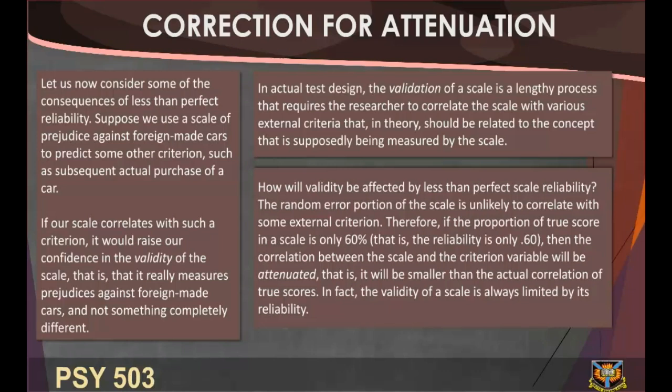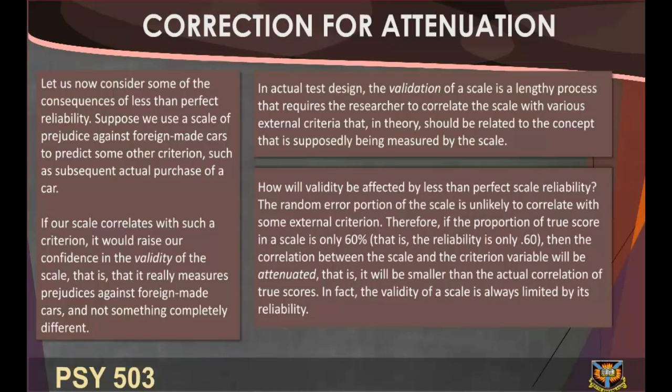In actual test design, the validation of a scale is a lengthy process that requires the researcher to correlate the scale with various external criteria that, in theory, should be related to the concept that is supposedly being measured by the scale. How will validity be affected by less than perfect scale reliability?